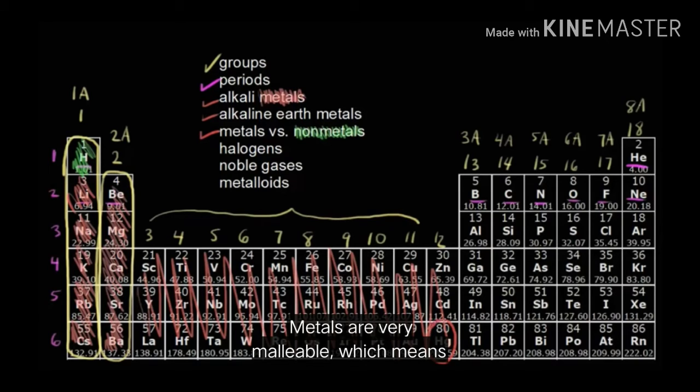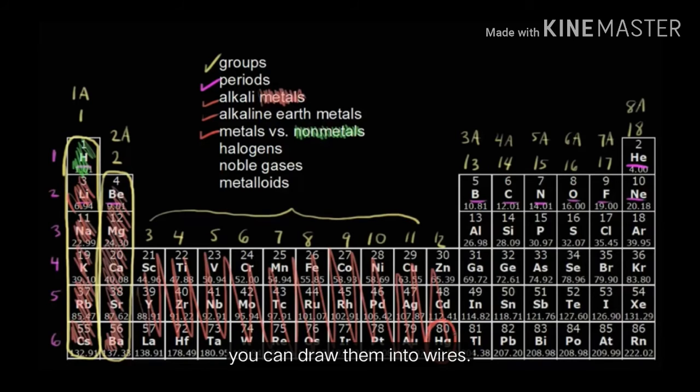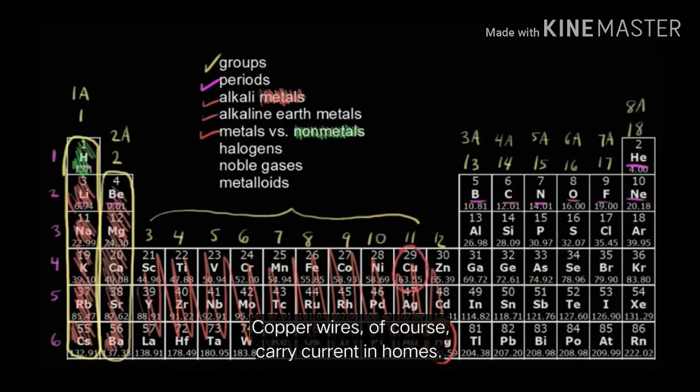Metals are very malleable, which means that you can form them into different shapes. They're very workable. They're not brittle. Metals are also ductile, which means you can draw them into wires. You can form them into wires. For example, like copper. So here's copper right here. So copper wires, of course, carry current in homes, right? So metals are good conductors of heat and electricity, and so those are the properties of metals that most textbooks will talk about.